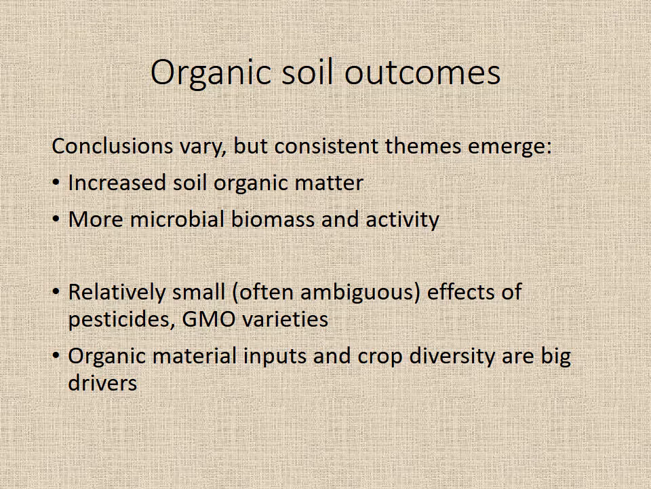In the big picture of what makes organically managed soils different from conventional, the really big drivers are the addition of organic material and crop diversity. Cover cropping, applying manure or compost, and planting a diverse rotation of crop species. Those are the things that really produce the increases in soil organic matter and microbial biomass that characterize organic systems.